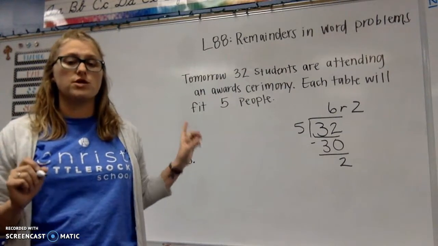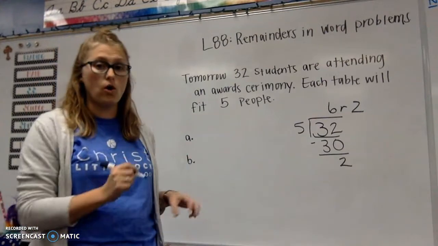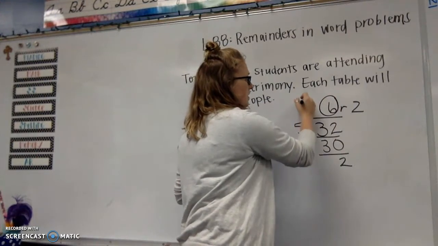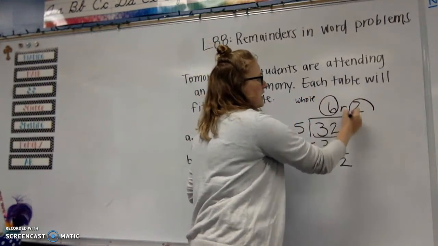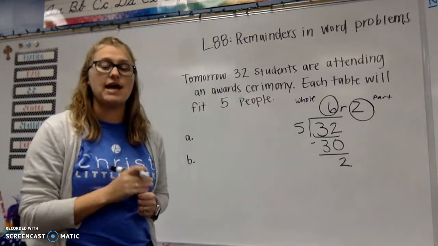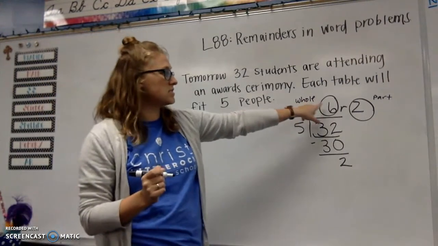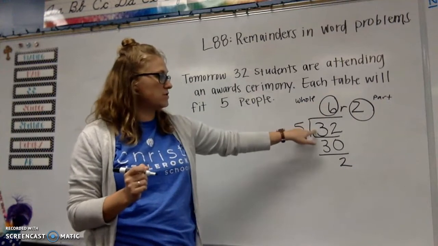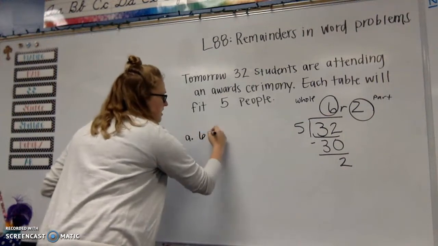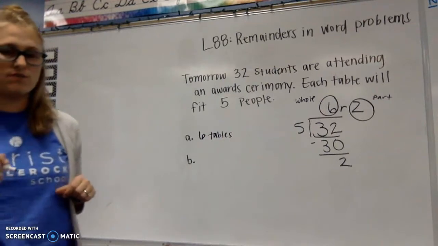Coming to question A, where it says how many tables can be filled, that means whole tables. Remember, this part of our problem is our whole, and our remainder is our part. When it's asking how many whole tables can be filled, we know that 6 whole tables, because 5 can go into 32 6 whole times. So our answer to A would be 6 tables. And don't forget those labels, because they're going to count just like they do every other day.